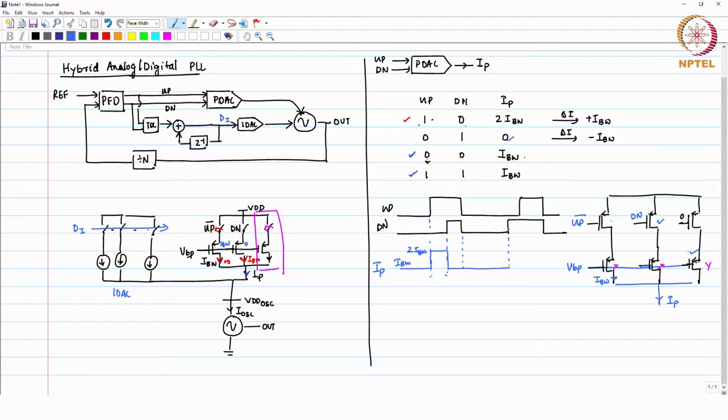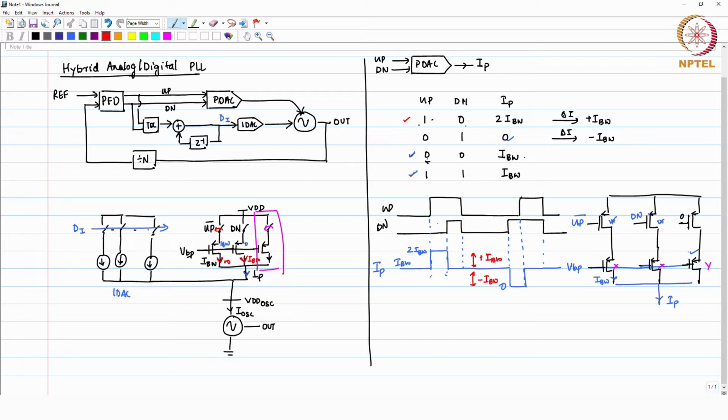Okay. When your down signal goes high first and up bar still remains low, both these transistors are turned off and the current actually becomes 0. And then when your down signal remains 1, up signal goes high, this transistor turns on and the current becomes I bandwidth and it remains I bandwidth. The role only changes. So, what you are seeing here is from the bias point you are seeing plus I bandwidth, and here you are seeing minus I bandwidth.